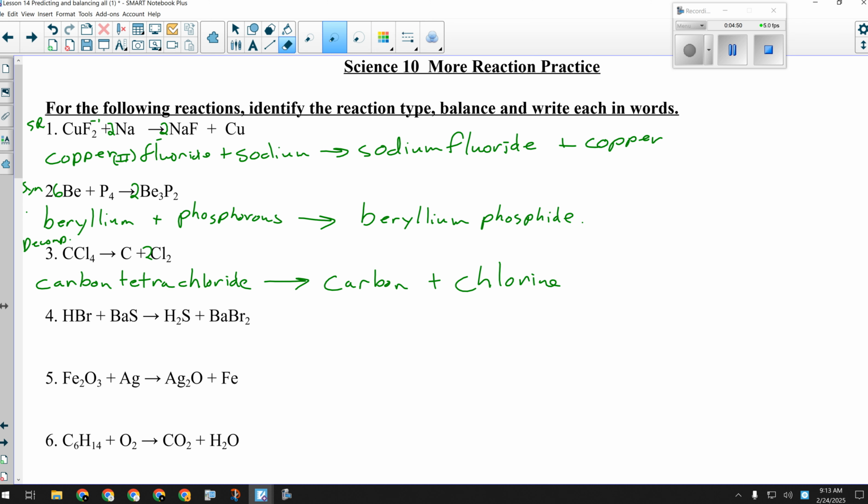And for number 4, I've got 2 ionic compounds reacting. Those ionic compounds are hydrogen bromide reacting with barium sulfide. Okay, and that is going to produce two different ionic compounds, hydrogen sulfide and barium bromide.